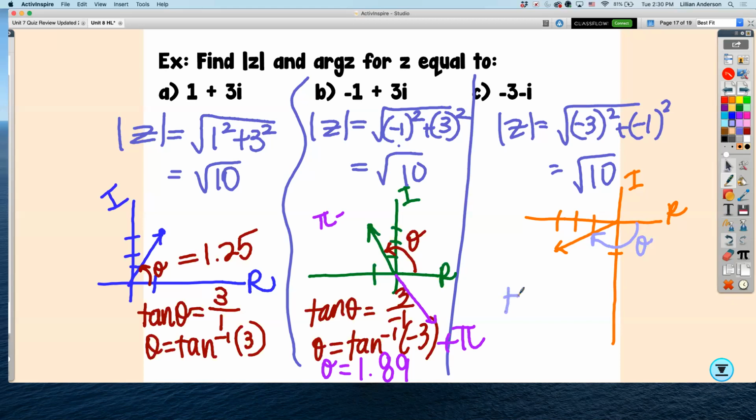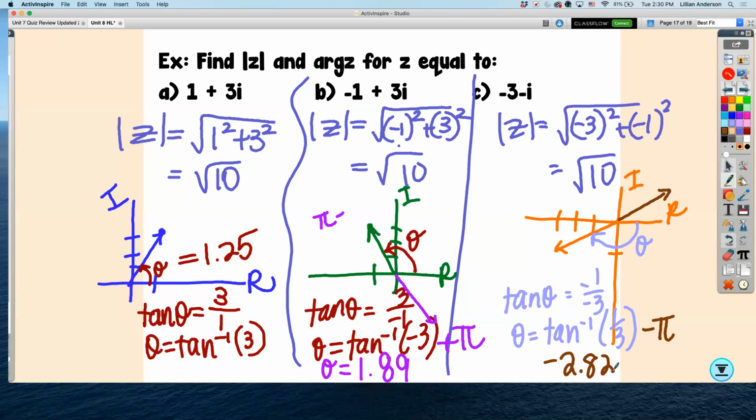So then this is going to be tangent theta equals b over a. So that's negative 1 over negative 3, or essentially the tangent inverse of 1/3. It's 0.322. So that actually gives me this angle right here. So subtracting pi, you get negative 2.80. And that's theta.